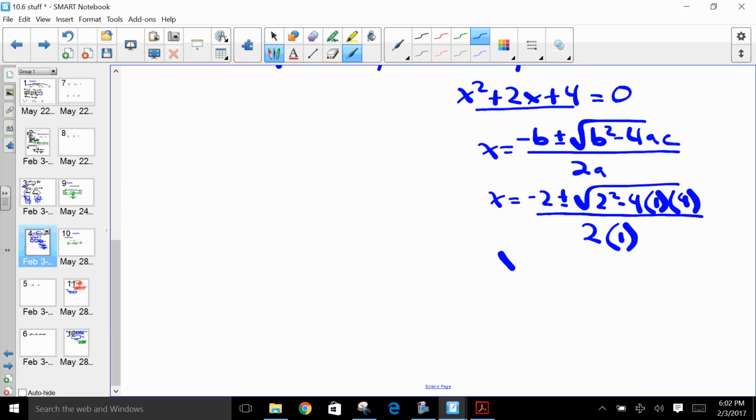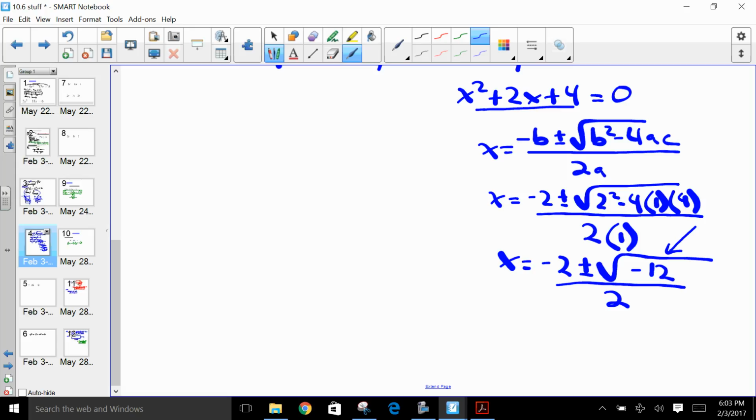So we have x equaling negative 2 plus and minus the square root of 4 minus 16, which becomes negative 12. Let's see, 12, yeah, so it'd be a negative 12. The square root of negative 12 all over 2. Now, for now, the square root of a negative number, I'm going to talk about when I get back on Thursday, what to do with that kind of situation.